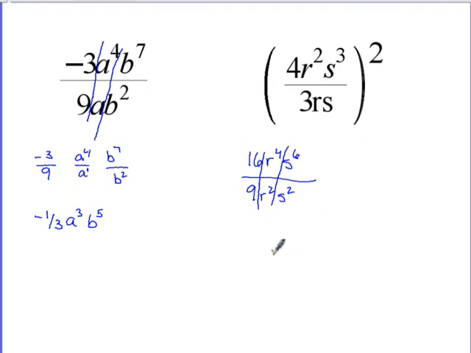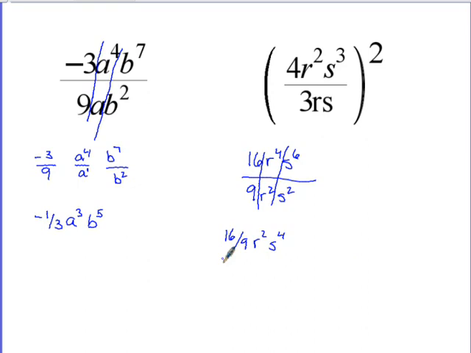Okay, so then again, I'm going to break this up into different problems, dividing my like terms here, or like variables, like constants. So 16 divided by 9 is just 16 divided by 9. There's nothing I can do to simplify that further. R to the 4th divided by r squared, 4 minus 2 is 2, so this is r squared. And then s to the 6th divided by s squared, 6 minus 2 gives me s to the 4th.